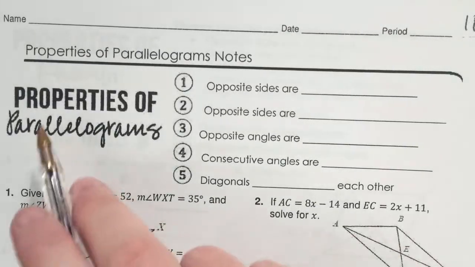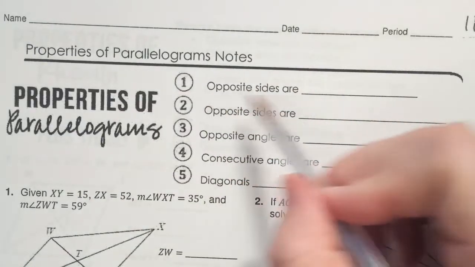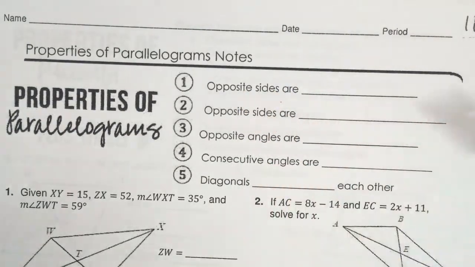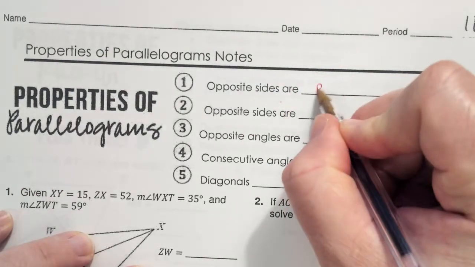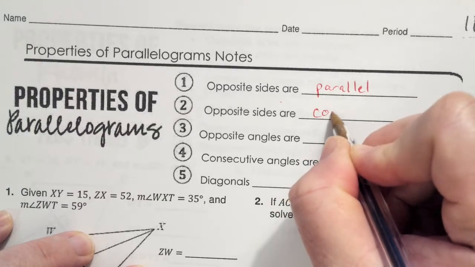We're on page 11. So, properties of a parallelogram. I still have my page 1 in front of me. Here's parallelogram, and here are all of the rules. Okay, so opposite sides are, now we can do this out of order. It doesn't matter because opposite sides are two different things, obviously. So opposite sides are parallel, and opposite sides are congruent.